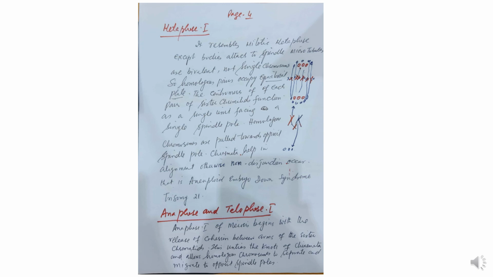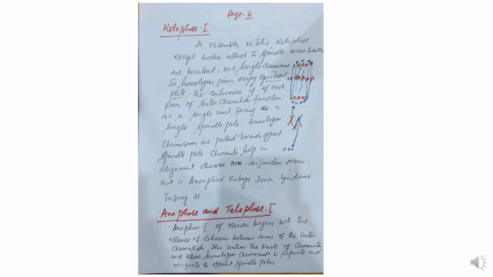The chiasmata of the chromosomes help in alignment, otherwise non-disjunction occurs. This is the chiasmata of the chromosome. They hold the two chromosomes together, and later on they separate, but they keep them in alignment. If they fail to unknot, there is a knot here at the chiasma, then an abnormal number occurs because the two chromosomes will move towards one side.